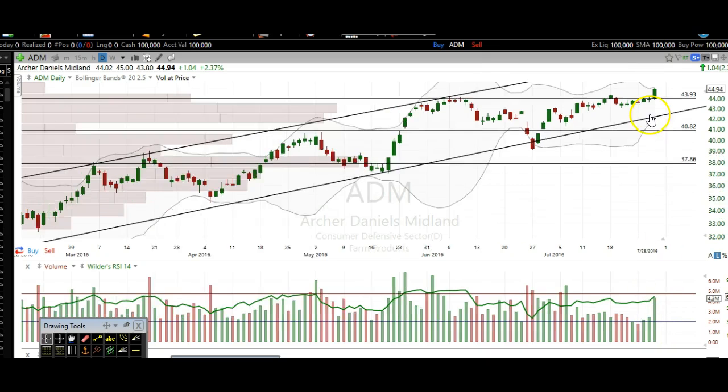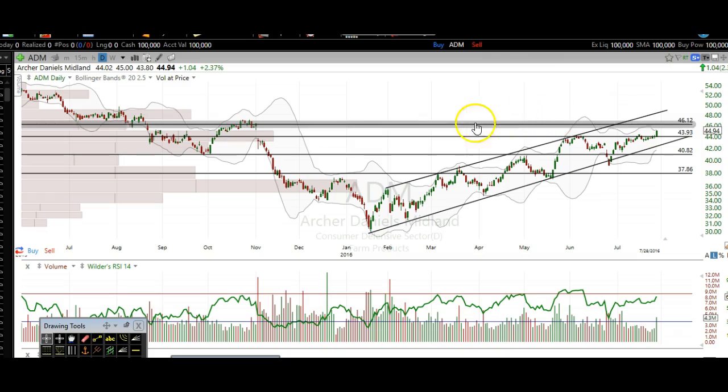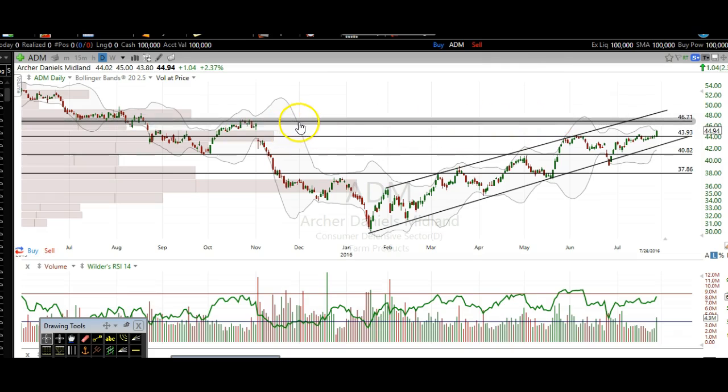That's bullish. Another thing I want to point out is we do have some resistance just above us, right around about 46. I'm going to draw it a little bit higher right here. About between 46 and 47 is going to be that next resistance level. We should tag that sometime in the near future, so just be aware of that.